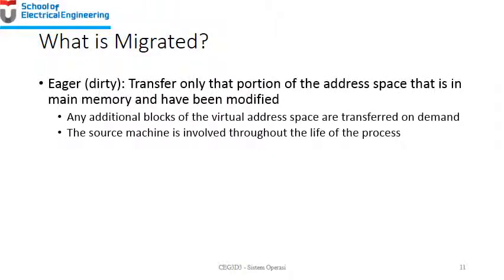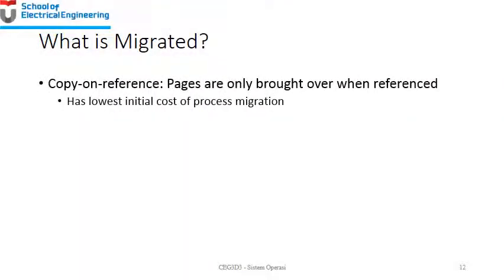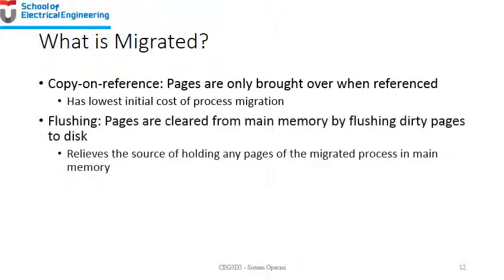Eager (dirty): transfer only that portion of the address space that is in main memory and has been modified. Any additional blocks of the virtual address space are transferred on demand. The source machine is involved throughout. Copy-on-reference: a page is only brought over when referenced, which has a low initial cost of process migration. Flushing: pages are cleared from main memory.